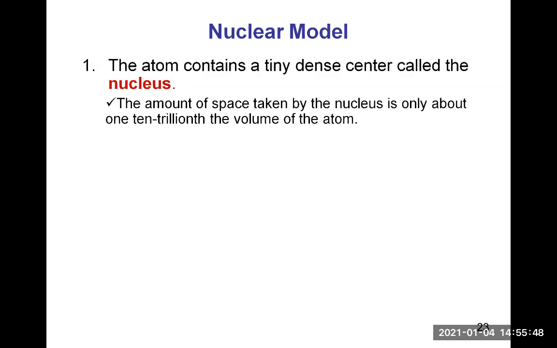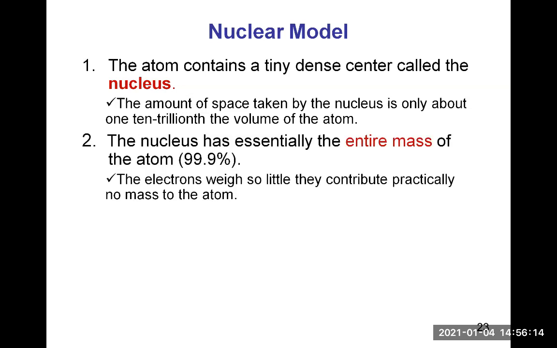So then they came up with the nuclear model. And the nuclear model says that the atom contains a tiny dense center called the nucleus. The amount of space taken by the nucleus is only about 1/10 trillionth the volume of an atom. So it's like a tiny dot inside a large room. You have to imagine the nucleus very, very tiny compared to the size of the atom.